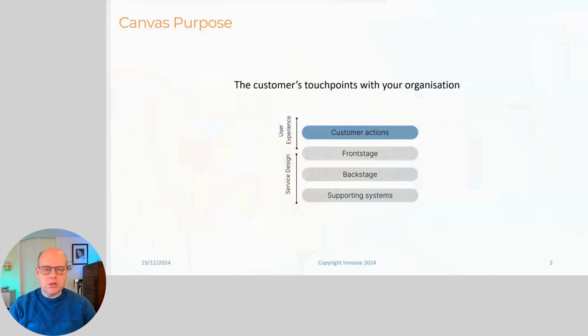So fundamentally this is the customer doing an action and hitting the front stage of your organization. This could be either the software or the support teams.